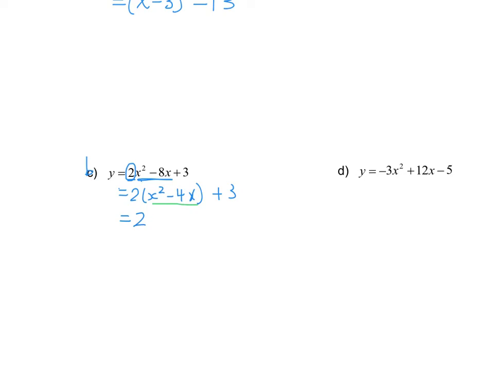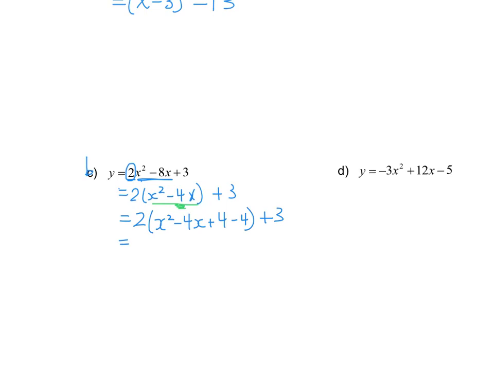I'm going to take half of 4, half of this term, the b term, half of 4 is 2, and square it, I get 4 again. So we're still going to have our x squared minus 4x, but then we're going to add 4 and subtract 4. And then close our bracket, and the +3 trails along at the end.